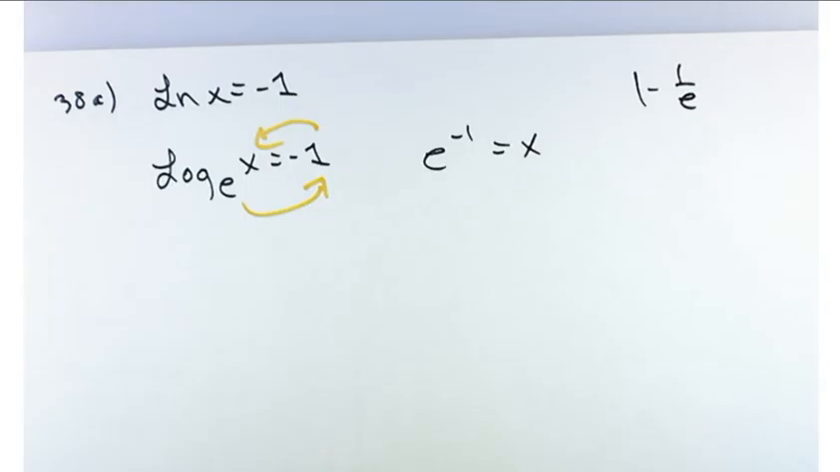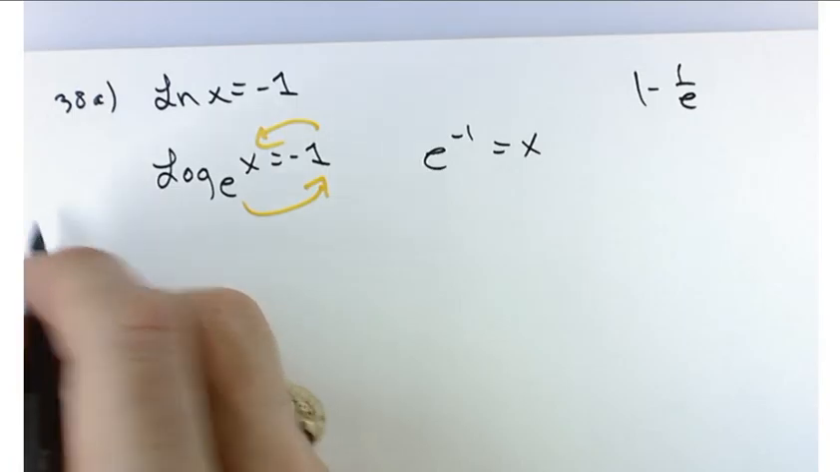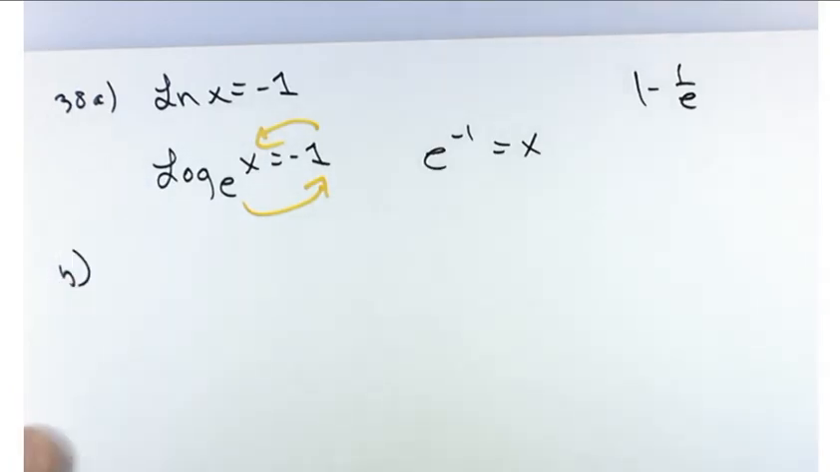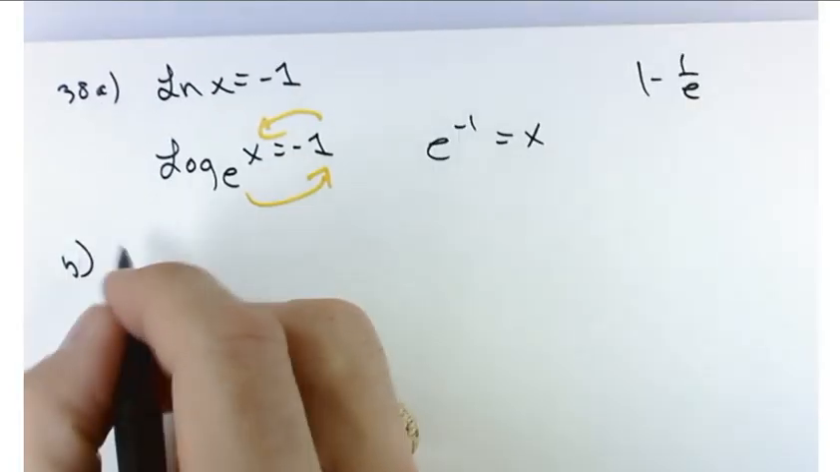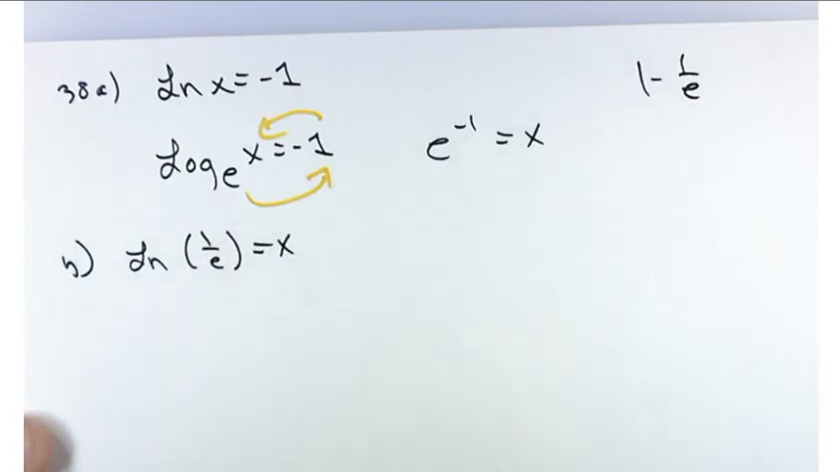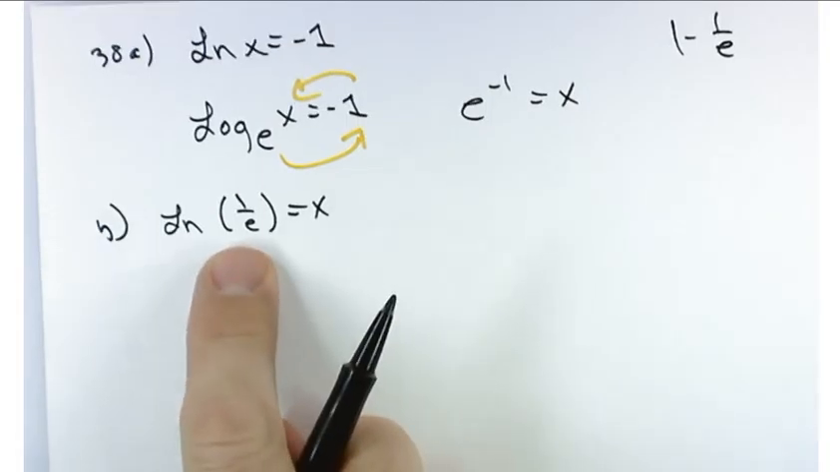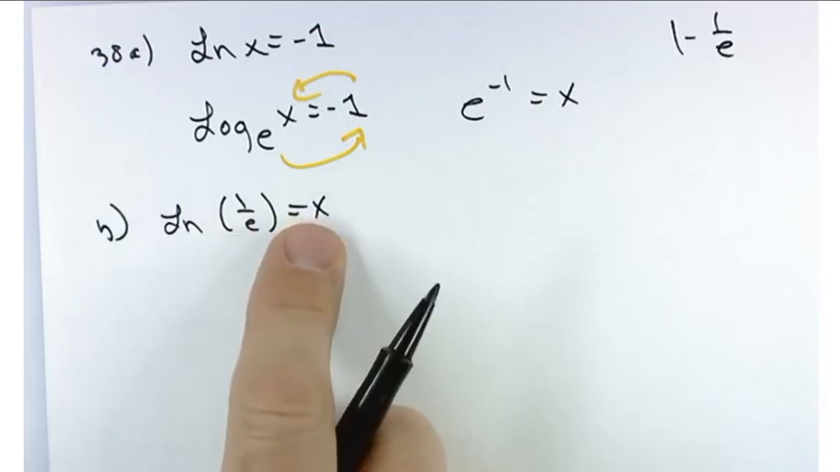Let's take a look at part B. ln of 1 over e equals x. Now there's a couple ways you can calculate this. Let's see if we can think our way through it, and then we'll also try calculating it directly. Because really all you have to do is calculate this. I mean, we've already got x by itself.